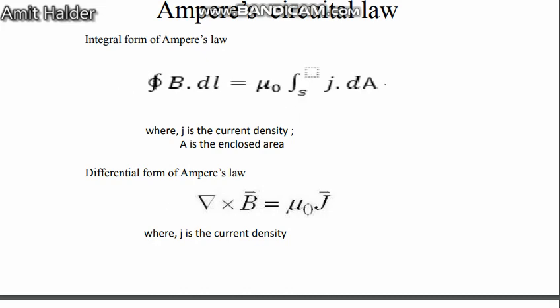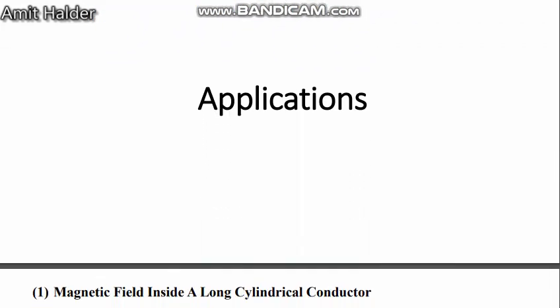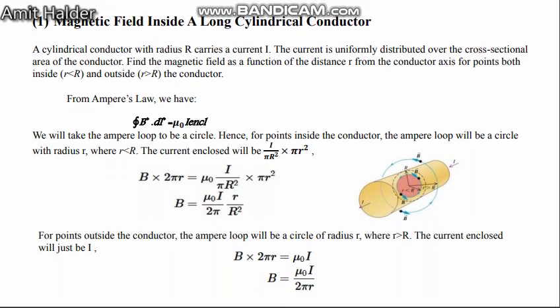Okay, now there are some applications of Ampere's circuital law. So that is the first: magnetic field inside a long cylindrical conductor. A cylindrical conductor with radius R carries a current I. The current is uniformly distributed over the cross-sectional area of the conductor. Find the magnetic field as a function of the distance r from the conductor axis for points both inside and outside of the conductor.